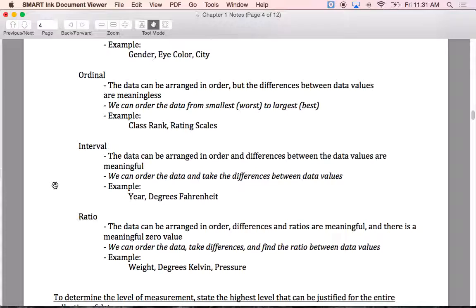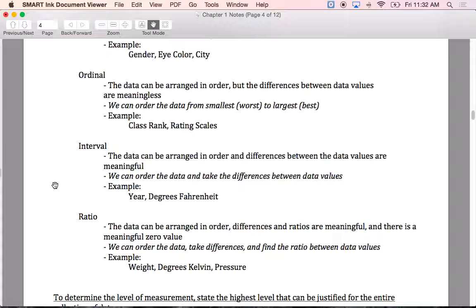We've got ratio then last. The data can be arranged in order. Differences in ratios are meaningful, and there is a meaningful 0 value. So we can order the data, take differences, find the ratio. Now, for instance, with this, weight, degrees Kelvin, and pressure are ratios.